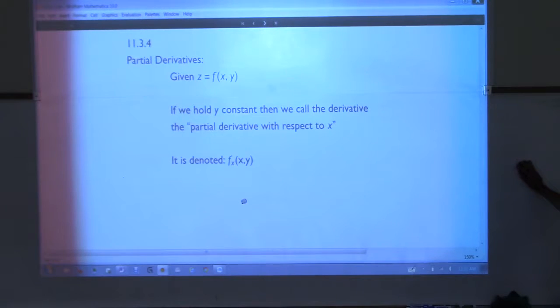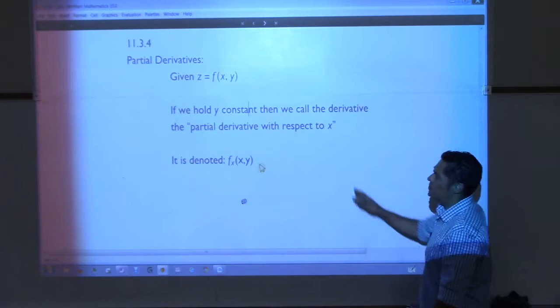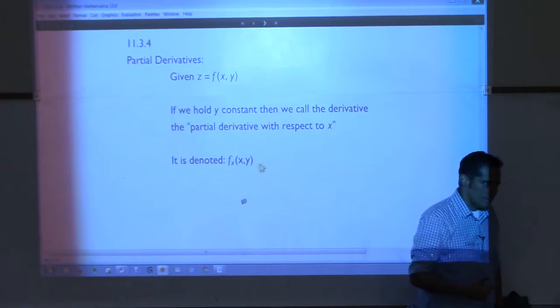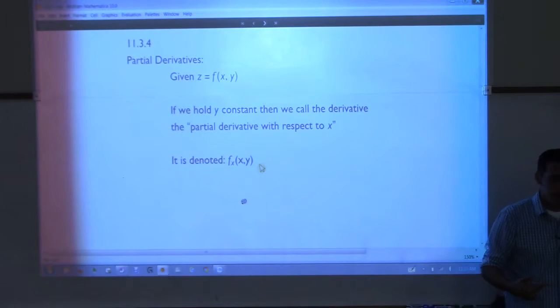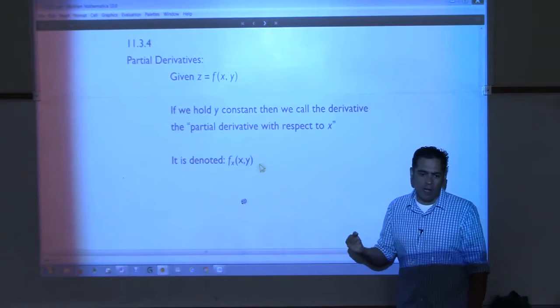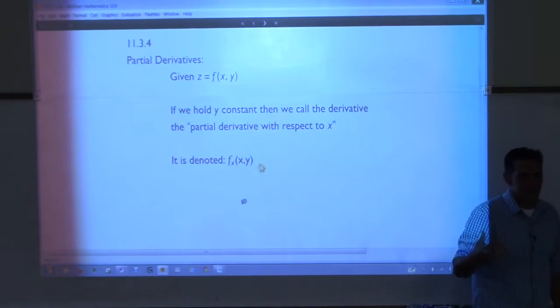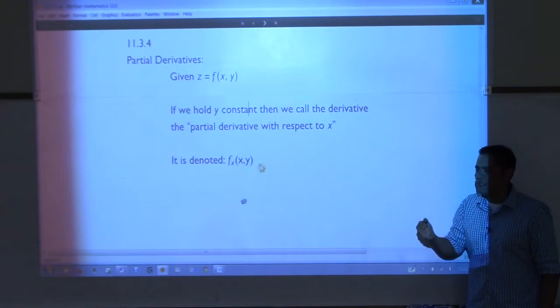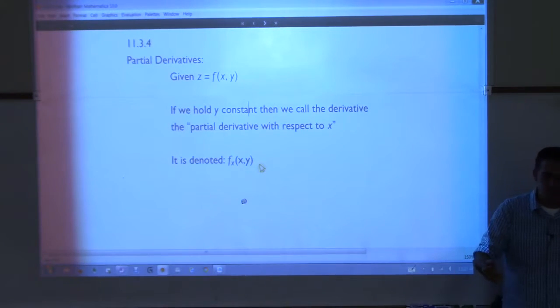All right, so given some function, z is some function of two variables, x and y. If we hold y constant, then we call the derivative the partial derivative with respect to x. Look at it this way: what's still free in the problem? If you hold y constant, what's still free? The x. So it's the partial derivative with respect to x. You're still treating this as a function of x.